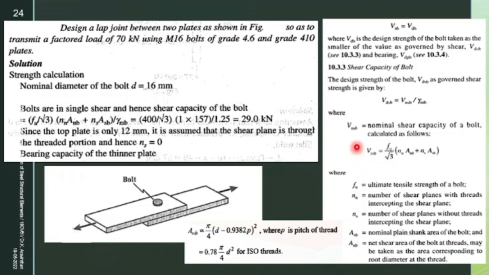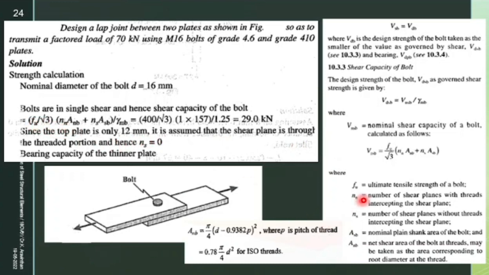Now if you want to design for this shear, what is the formula? You have to find nominal shear capacity of the bolt, Vn. Vn equal to nominal shear capacity of the bolt. Now how to find Vn? Here they have given the formula which is Fu divided by root 3, n suffix n A suffix nb plus n suffix s A suffix sb. Fu. Do you know Fu? Fu is 400. You know that.